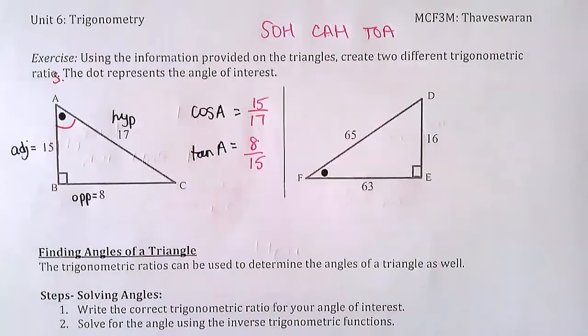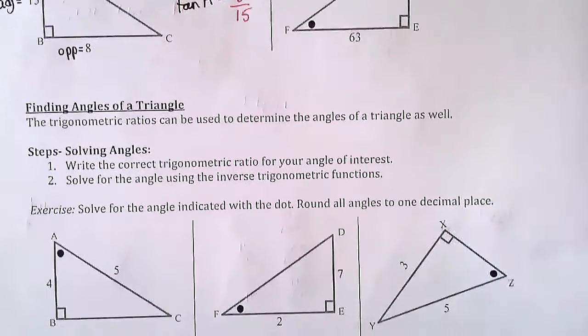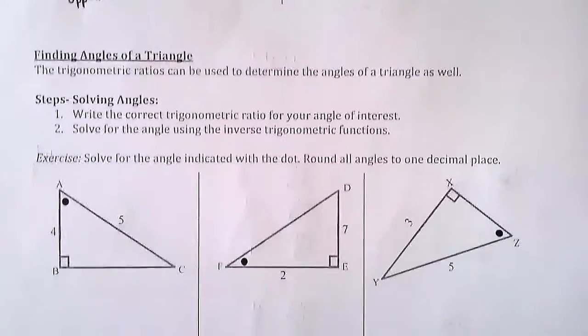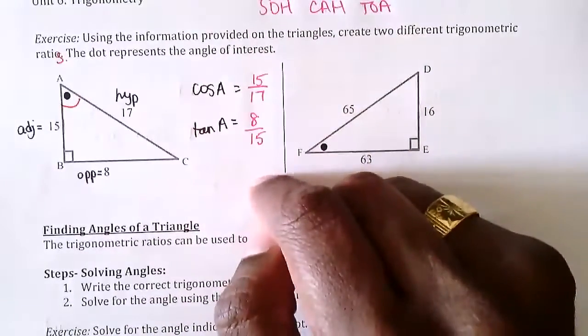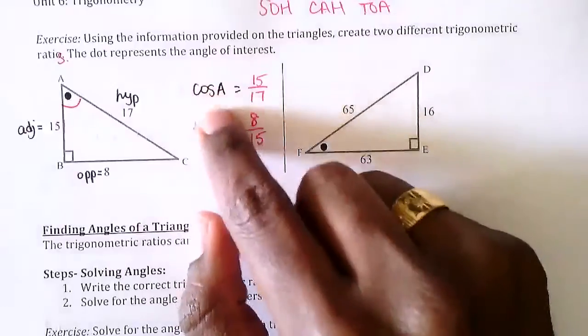So that's the first part of today's lesson. You should be able to look at the different side lengths and create appropriate trigonometric ratios using the angle of interest. For the second half of this lesson, we're going to focus on finding the angles of a triangle. The trigonometric ratios can be used to determine the angles of a triangle as well. Okay, so what does this mean? This means I can write out these ratios all I want, but then I can go and solve for A.